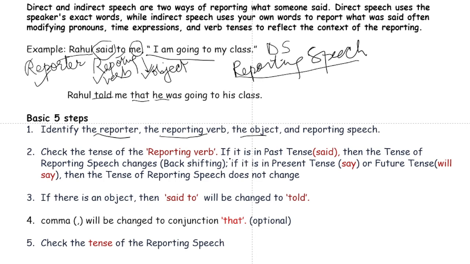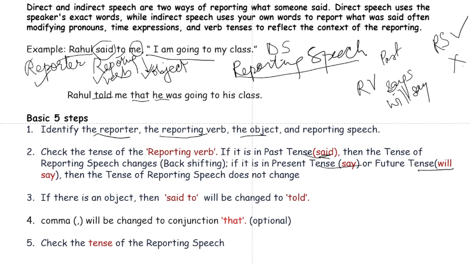Check the tense of the reporting verb. If it is in the past tense, that is said, then the tense of the reporting speech will change. If it is in present tense or future tense, then the tense of the reporting speech will not change. If it is says or will say, then the tense of the reporting speech will not change.